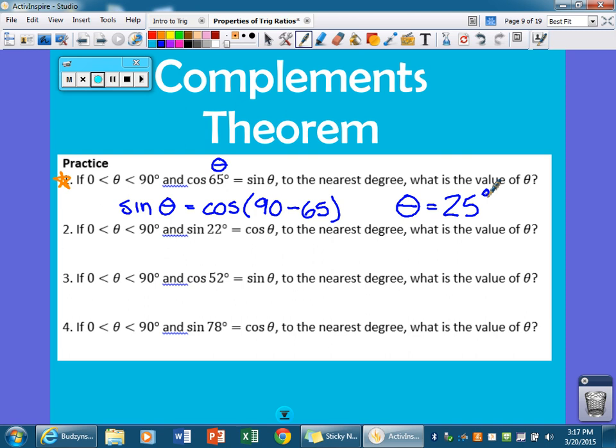Again, show the work that I've shown so that I can see that you're getting the steps down. This is simply just going to be one multiple choice question or gridded response on your test. So make sure you understand the property because it's an easy one to get right.